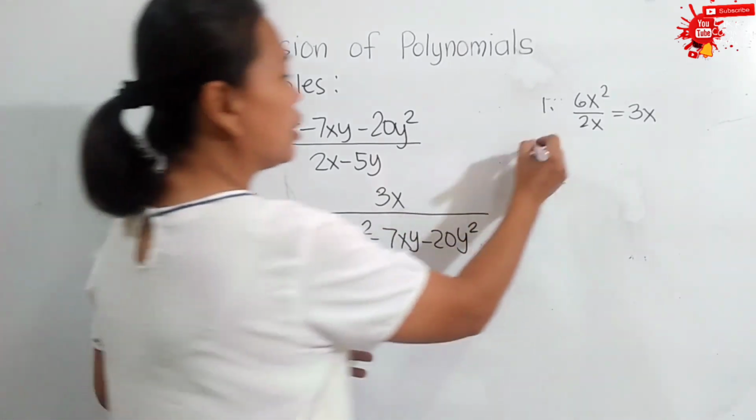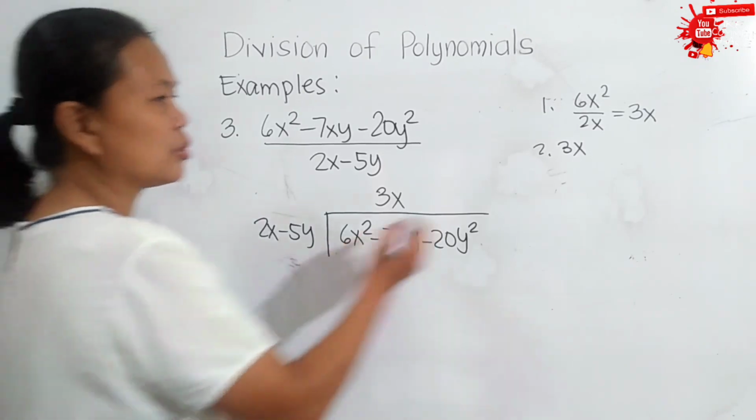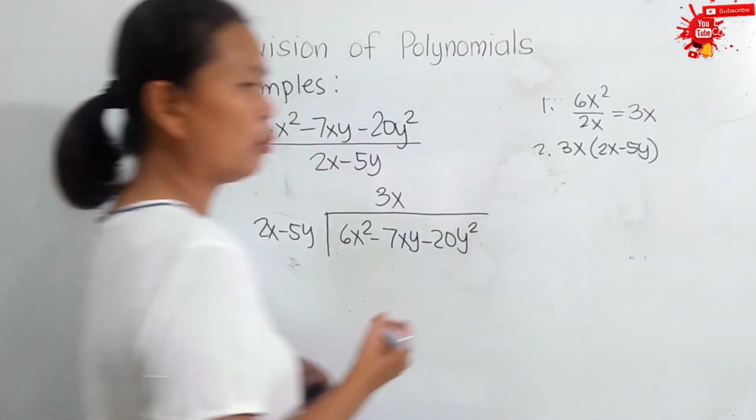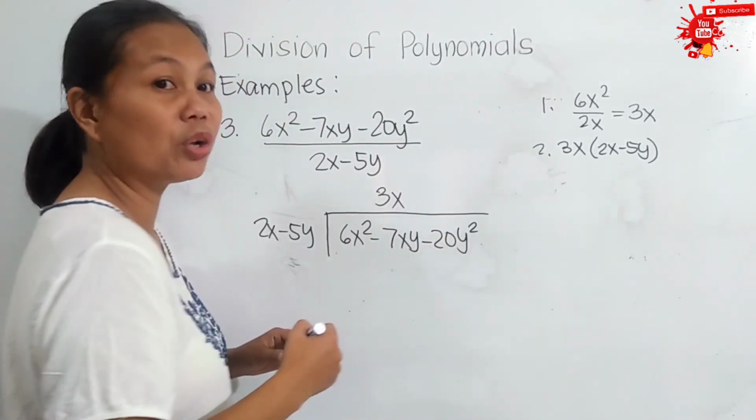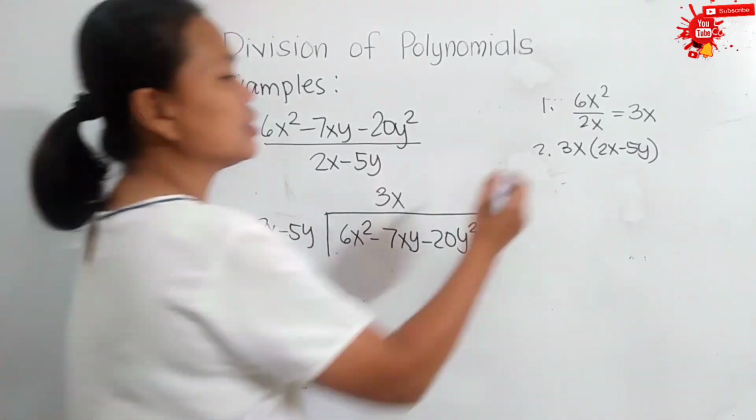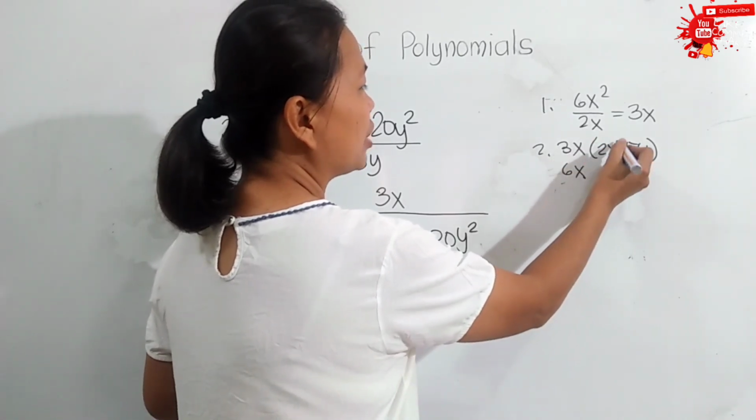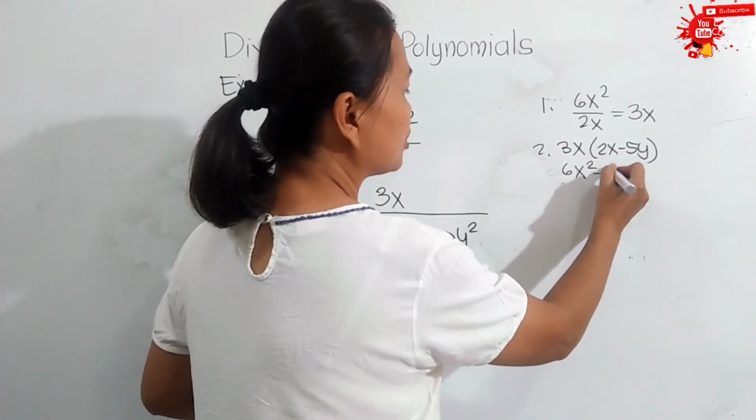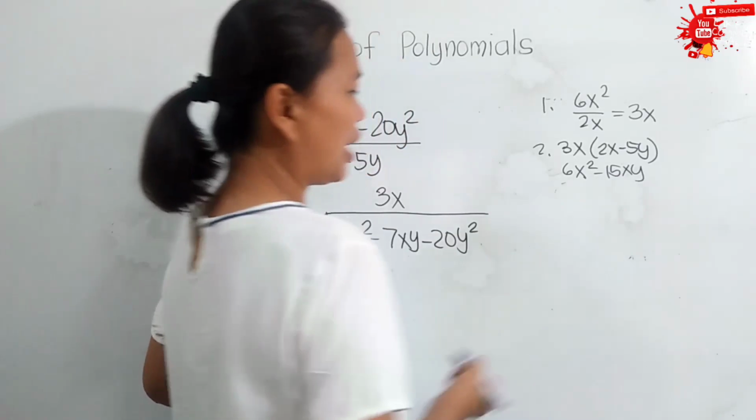Then the second step, multiply 3x, the partial quotient, to the divisor. So we have here 2x minus 5y. So what is 3x times 2x? So take note that in multiplication, we add the exponent of the same base. So we have here 3 times 2, we have 6. Then x raised to 1 plus 1, so we have squared. Then 3 times negative 5, so we have negative 15. Then x times y, we have xy.